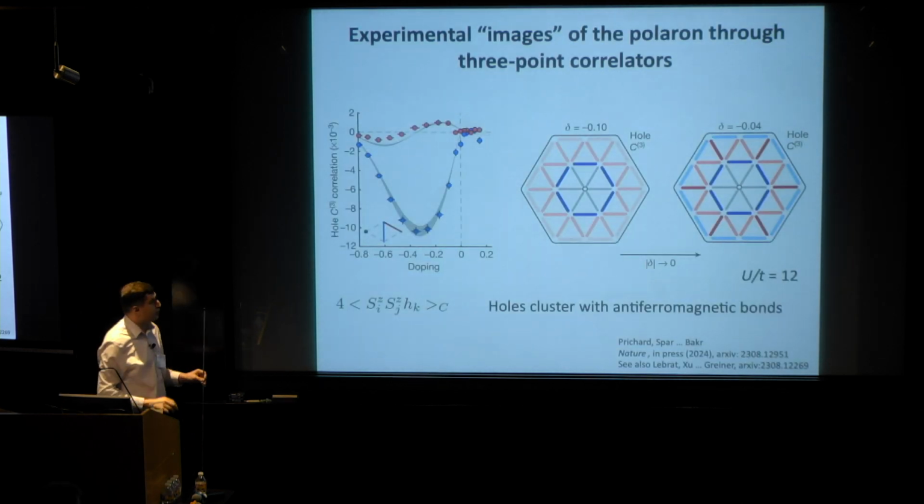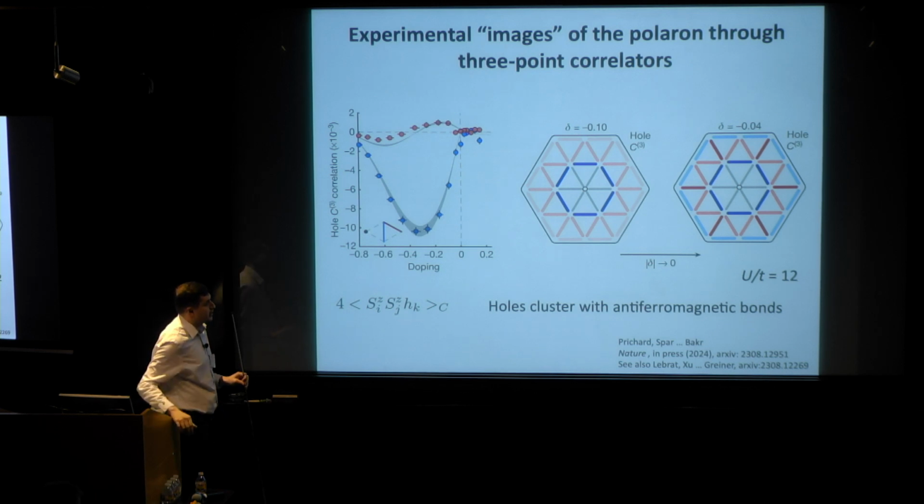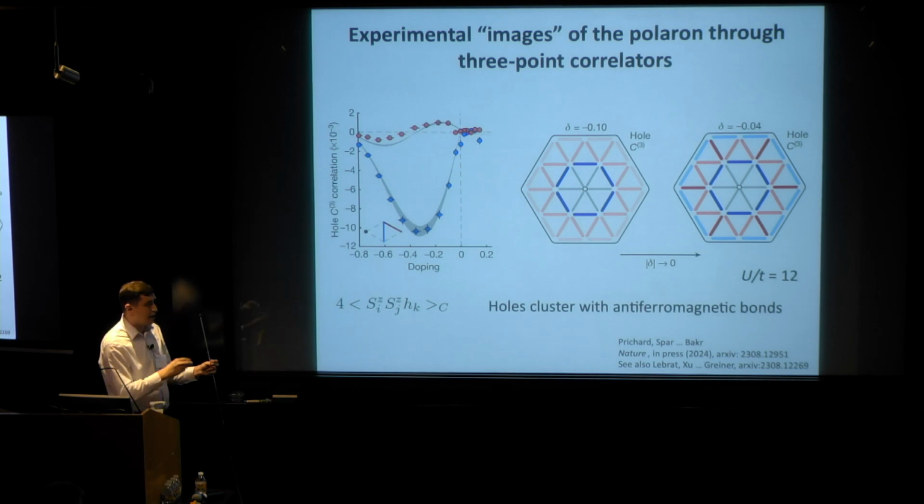Okay, so now let's go to the experiment. So how do we probe this in the experiment? So what we want to look for here is basically the fact that around the hole, you like to form these anti-aligned spins. So you want to look at the disturbance around a hole.